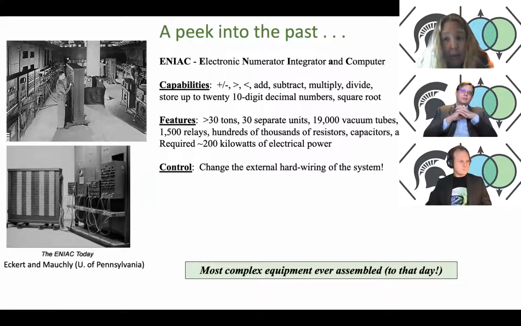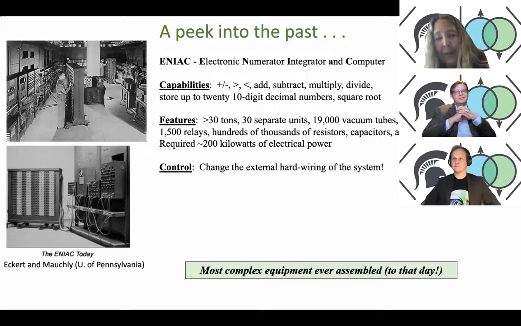And the capabilities of this, it did allow those artillery trajectories to be computed. But if you note here, the capabilities were not very significant compared to even a dollar calculator that you can purchase these days. You could have a positive sign or a negative sign in a number. You could do greater than or less than, add, subtract, multiply, divide. And you could only store up to 20 10-digit decimal numbers. And when you think about it, that really is not very much. And you could do square roots as well.